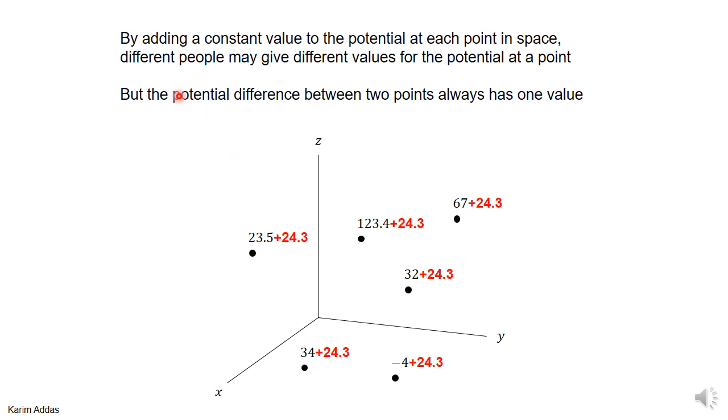But the difference in potential between 2 points always has a fixed value. For instance, if I get the difference in potential between this point and this point, the difference is 123.4 minus 23.5. Having this extra constant added here and here won't affect the difference. So if this number was 5 and here it was 5, when you get the difference in potential, they will cancel out. No matter what constant number you add here and here, the difference in potential between 2 points is always a single value.